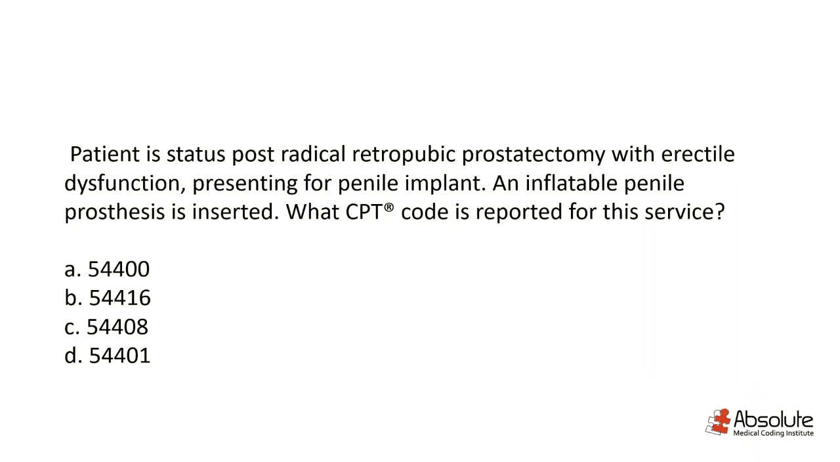Okay, coders, we have A, 54400; B, 54416; C, 54408; D, 54401. Patient is status post radical retropubic prostatectomy with erectile dysfunction, presenting for penile implant. An inflatable penile prosthesis is inserted. What CPT code is reported for this service? You got this, coders.